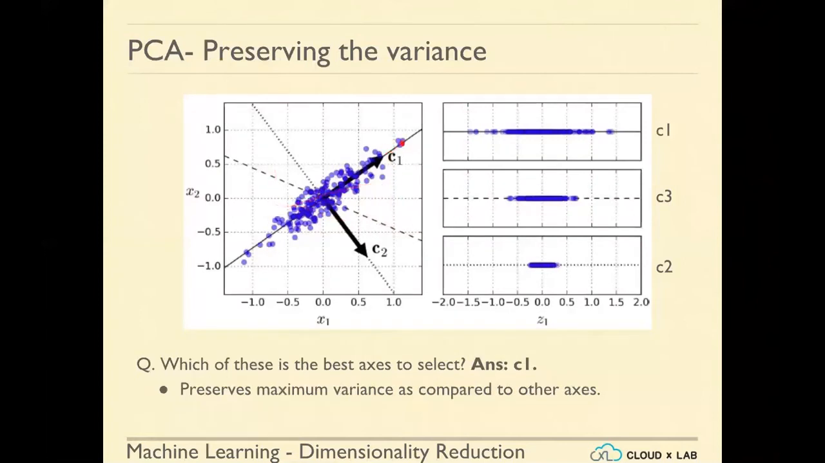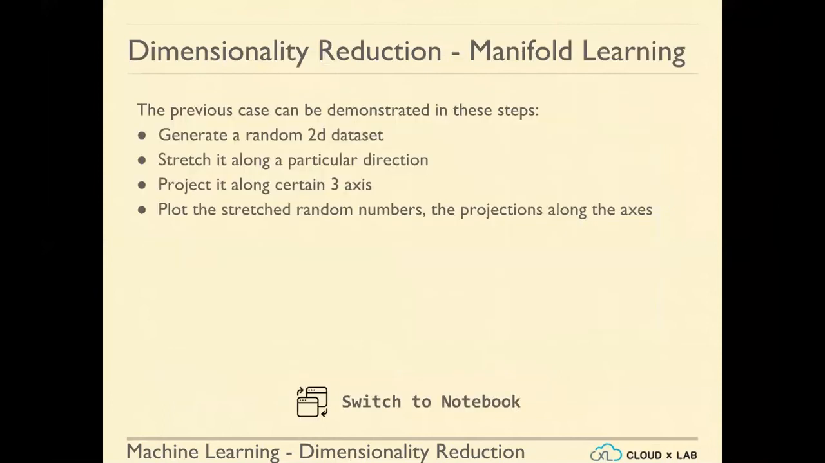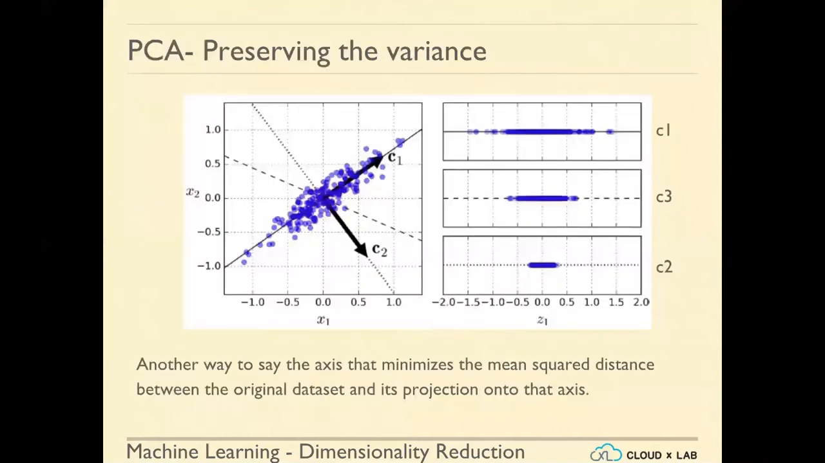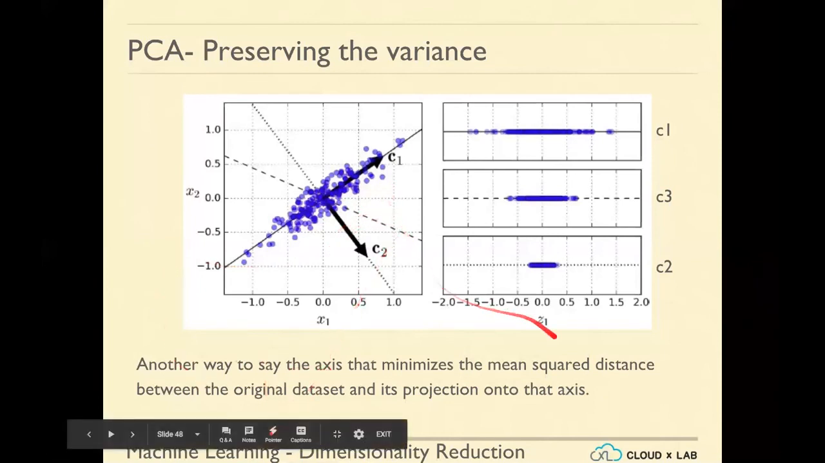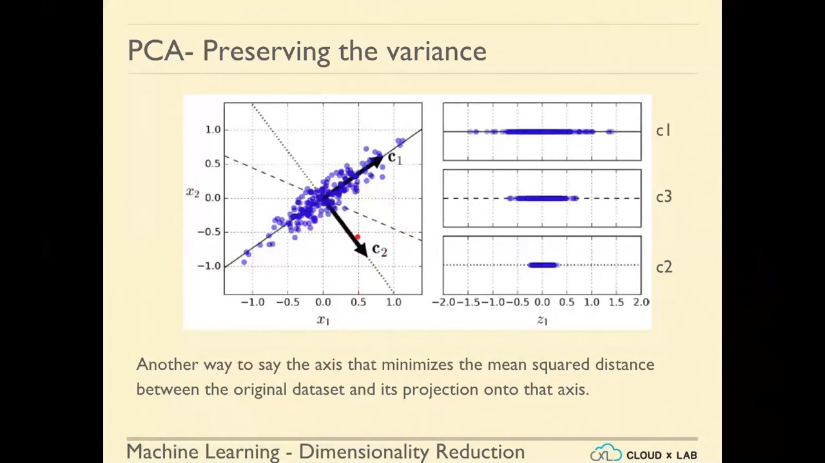Another way to say it is that we pick the axis that minimizes the mean squared distance between the original data set and its projection onto that axis. So that is another way to say that whichever has the minimum error is the one.